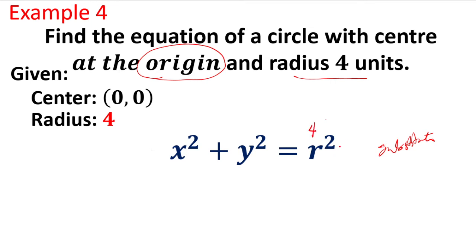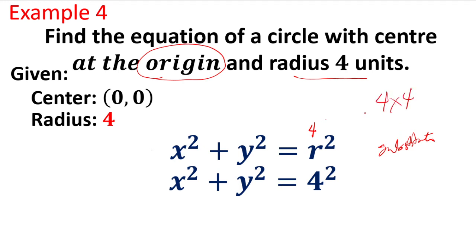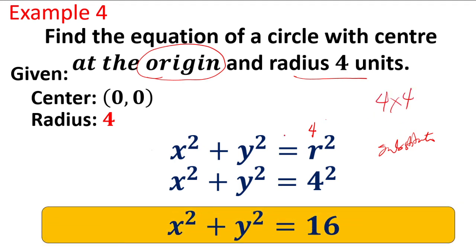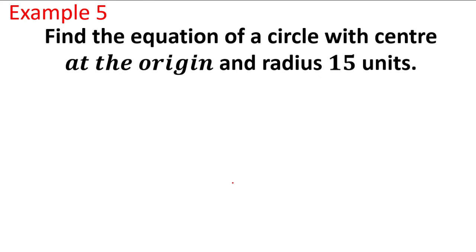So, value of the radius is 4. So, magiging x squared plus y squared is equal to 4 squared. And 4 squared means 4 times 4. And 4 times 4 is 16. So, yun na yun. That is now the standard form of the equation of the circle with center at the origin and with the radius of 4 units.